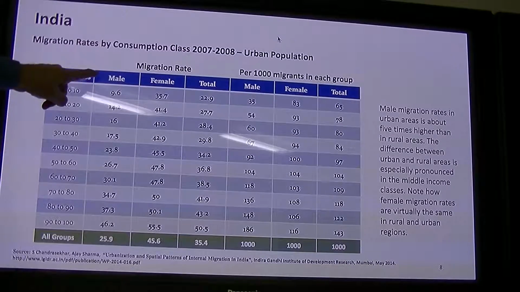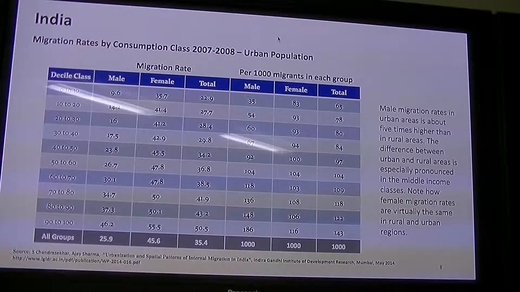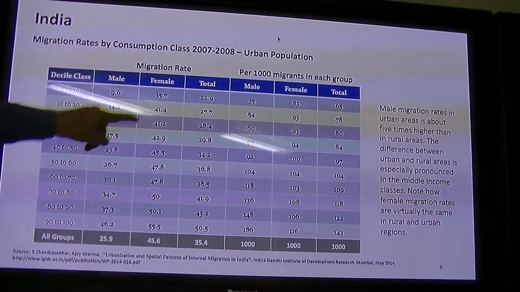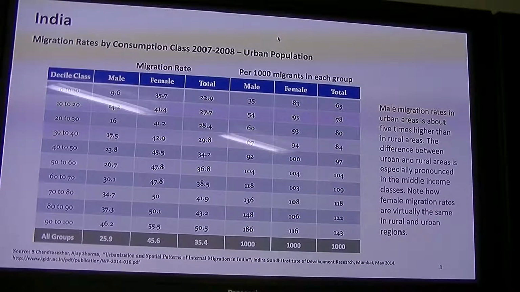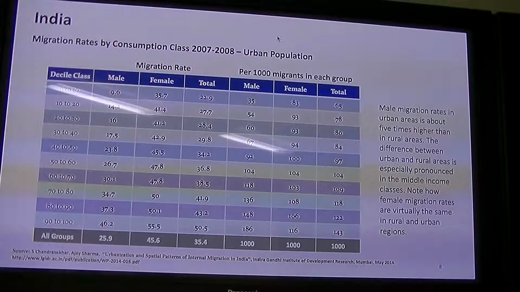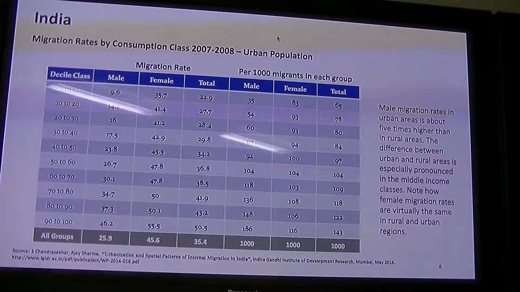You can see that the male migration rate increases by income. So these are most of the poor rural people. The poor, they just don't migrate. There's very little migration, very little male migration. So this is a completely different pattern than what we tend to see in other countries.